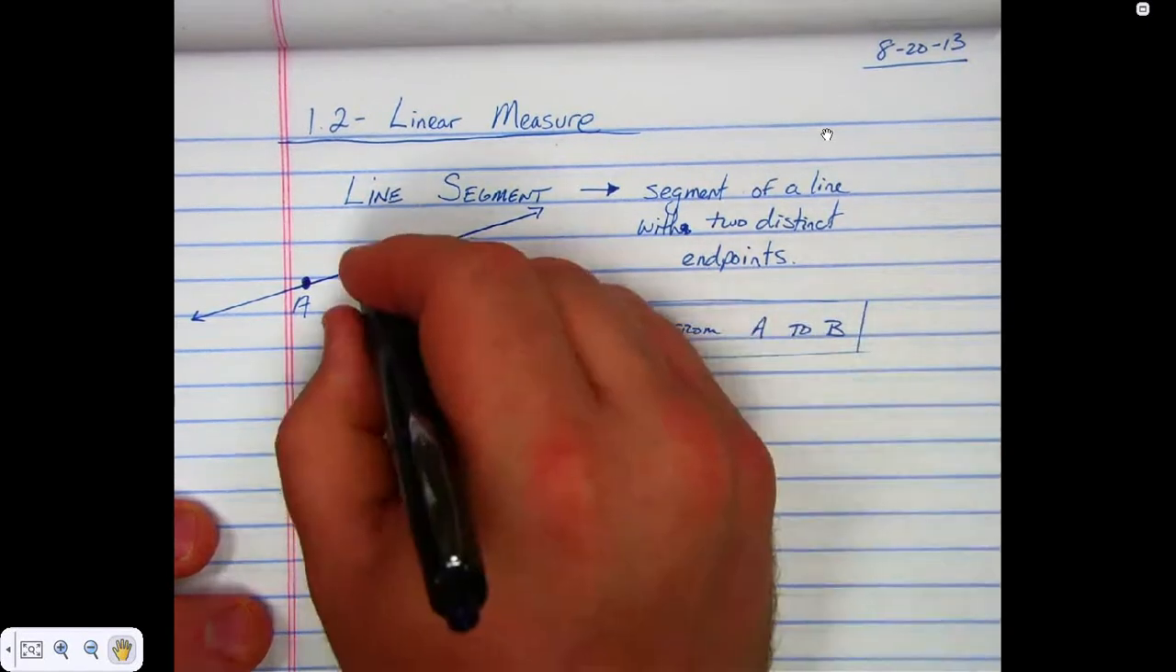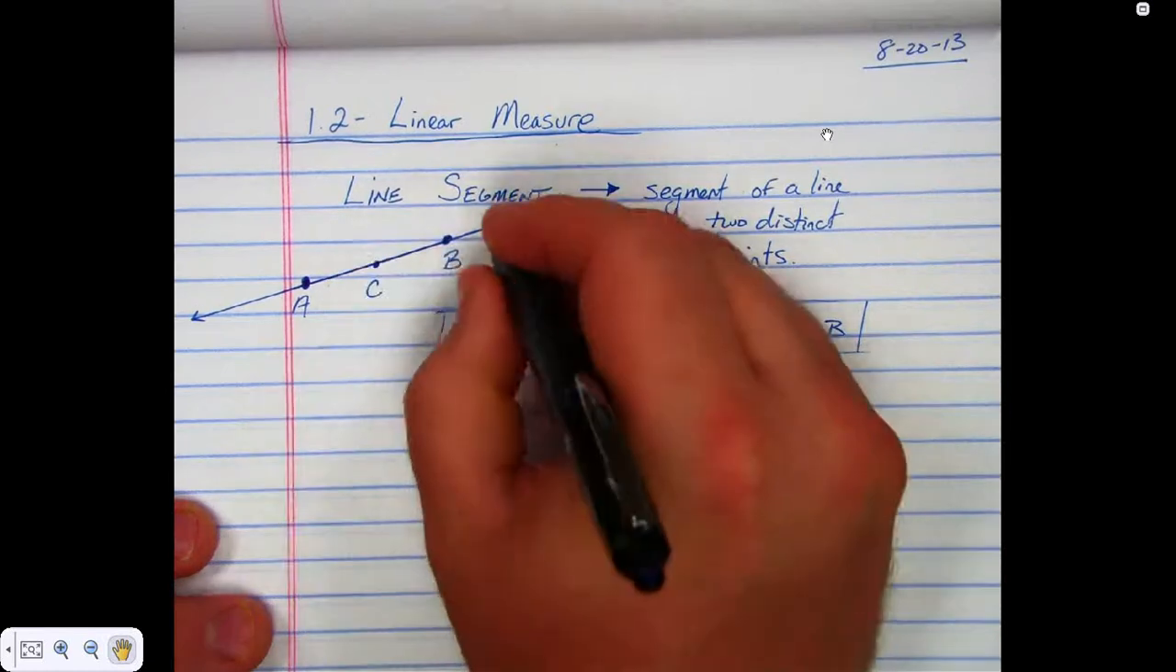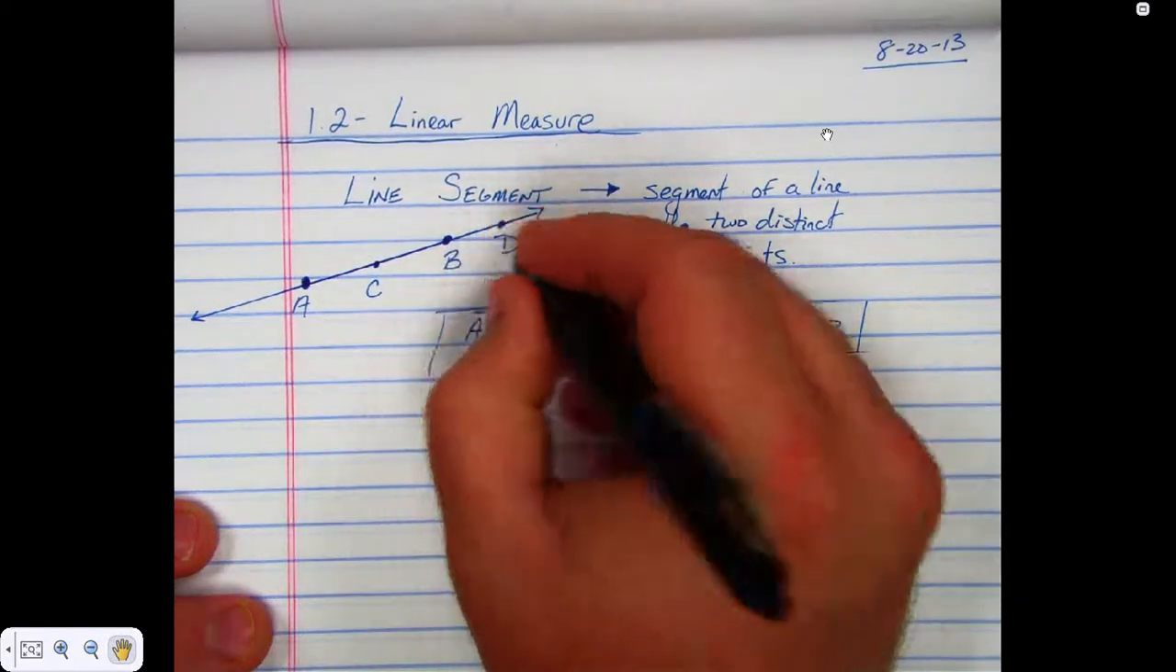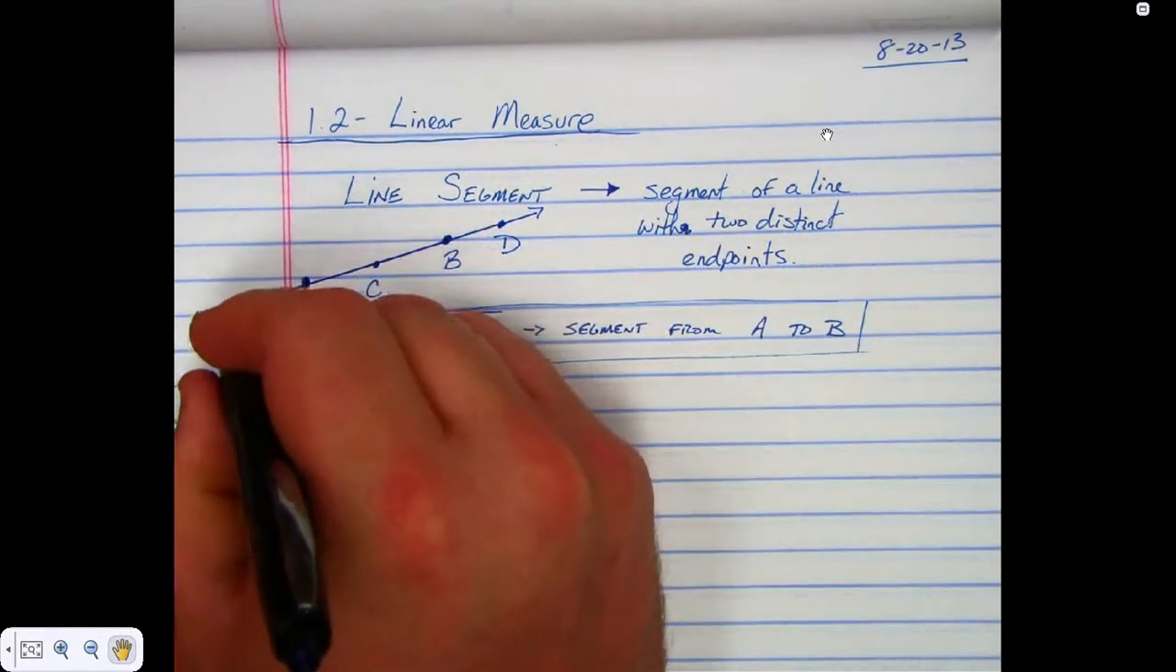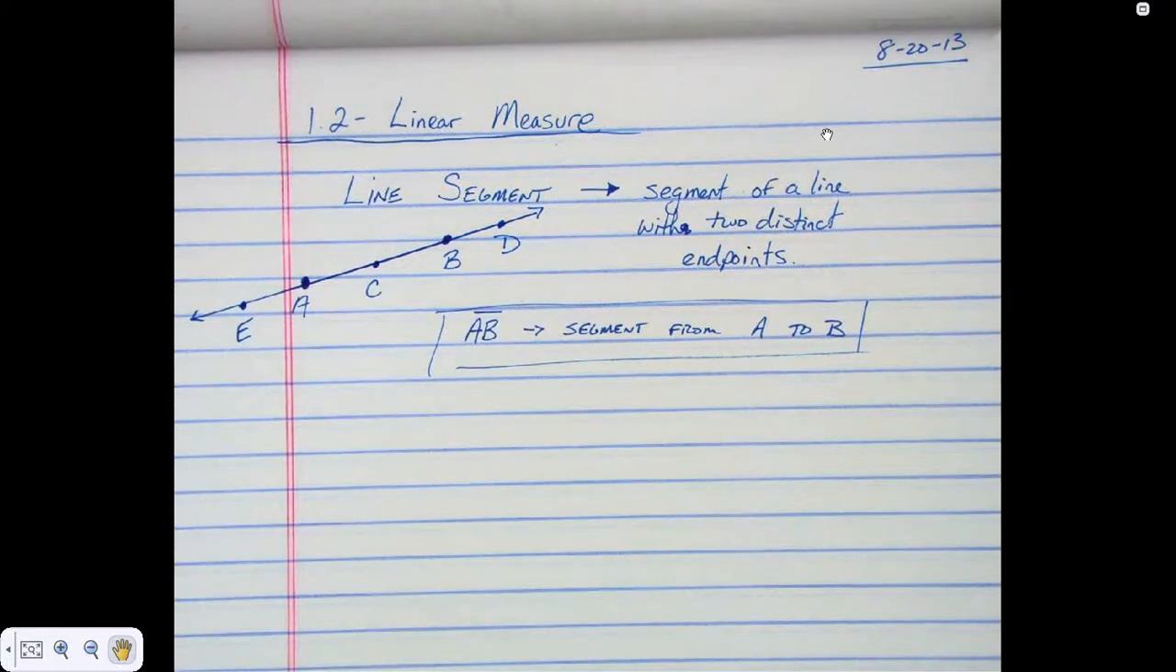I could have other points up here. I could have a C, a D, an E. Are there a lot of different segments I could write there? Yes. Is segment AB the same, in essence, as segment BA? Yes, it is, because direction isn't really that important. It's still talking about the same piece of that line. Okay?